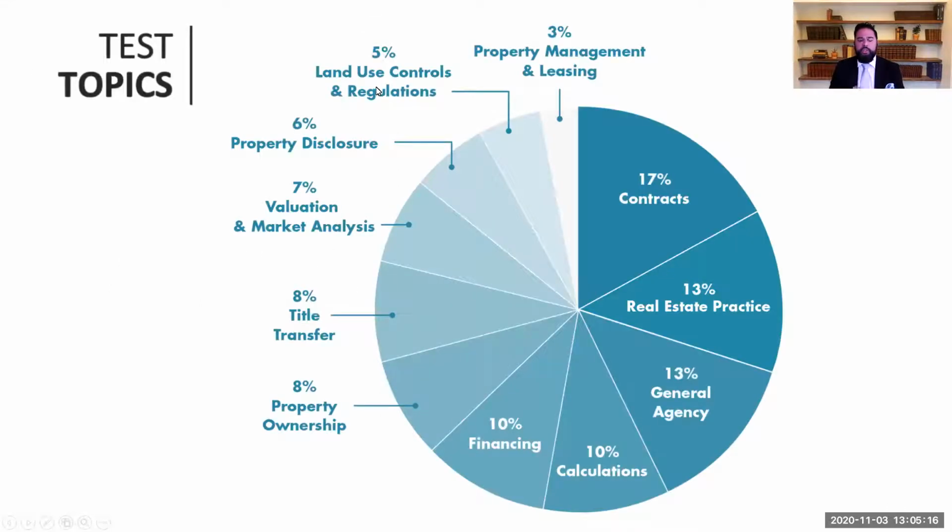Now, I don't want you to get too overwhelmed by what you see on the screen. We're supposed to make this easier for you. But it's important to understand where you should be concentrating your efforts, but more importantly, your time. If you take a look at this, you'll see that about 17% of your exam will be on contracts. Another 13% will be on real estate conceptual best practices, and then another 13% on agency.